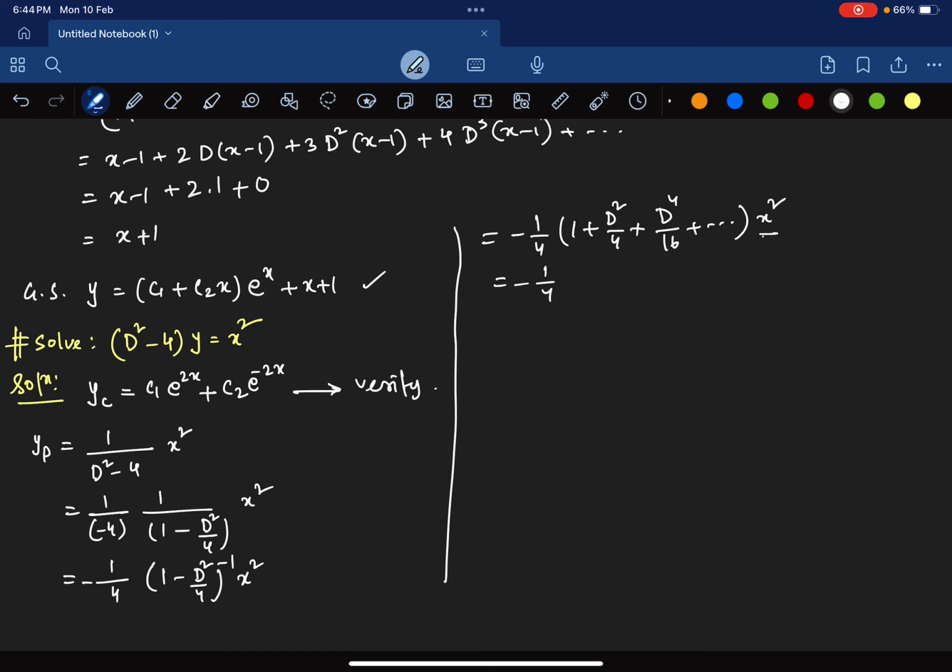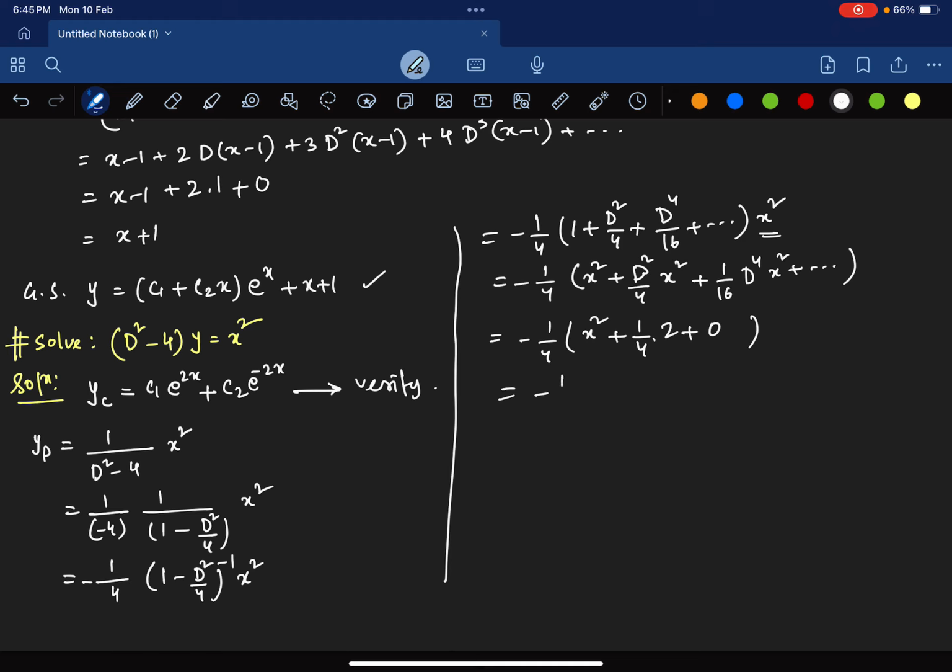So if you just take this x square inside, what you have, x square plus D square by 4 acting on x square, plus 1 by 16 D power 4 acting on x square, plus so on, with minus 1 by 4 outside. So minus 1 by 4 of x square plus 1 by 4 times the second derivative of x square. So immediately you will get 2, and here you have 2 plus 0. Okay, so what you have, minus 1 by 4 of x square plus 1 by 2.